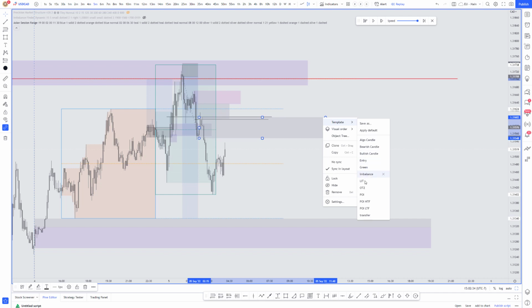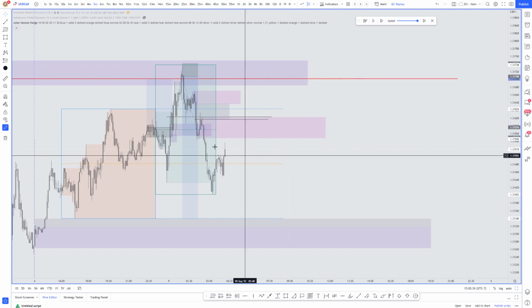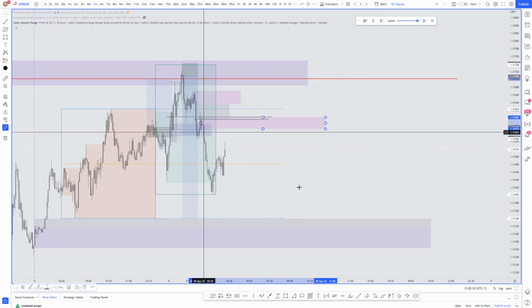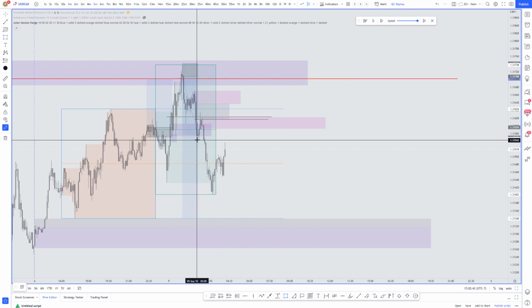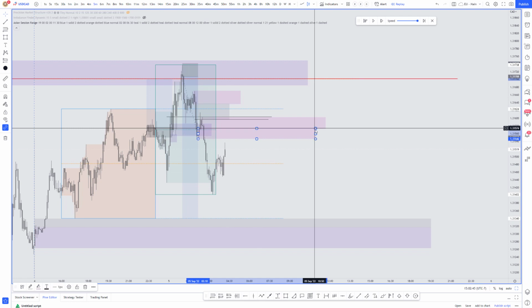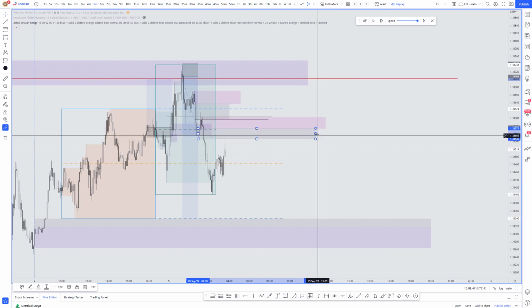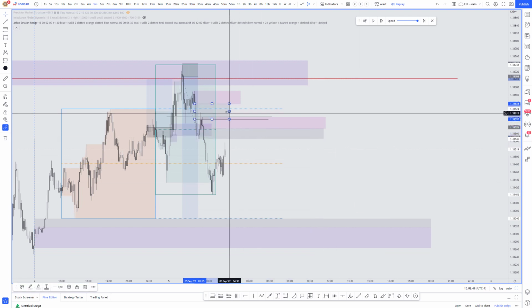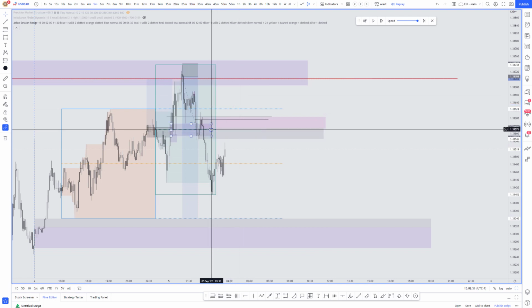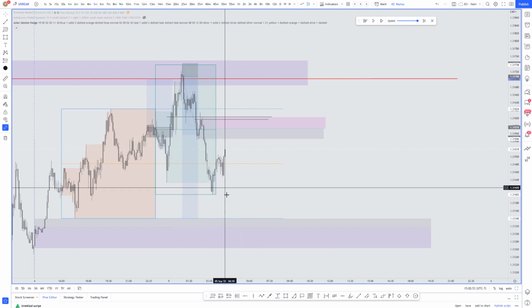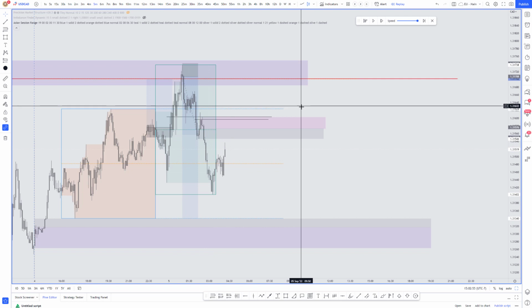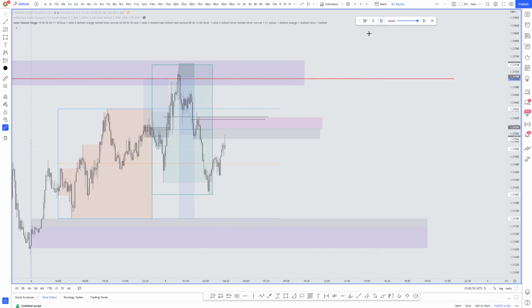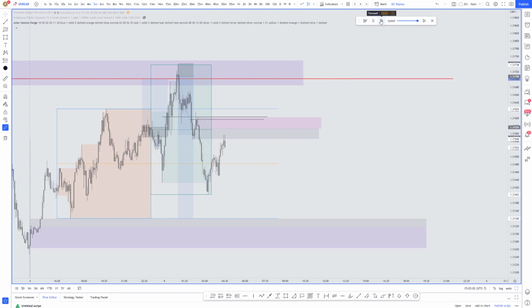All right, so we have a POI here. So POI would actually be here. And I would pull the imbalance right up to where the break happened. All right, I'm just going to clean this up a bit. Cool. So you're still kind of in that dead zone.